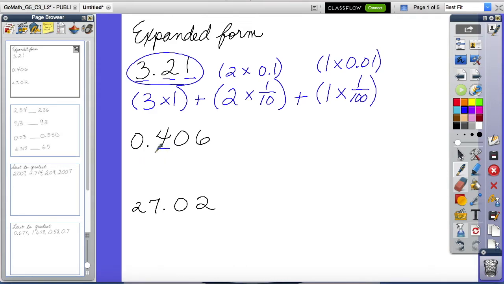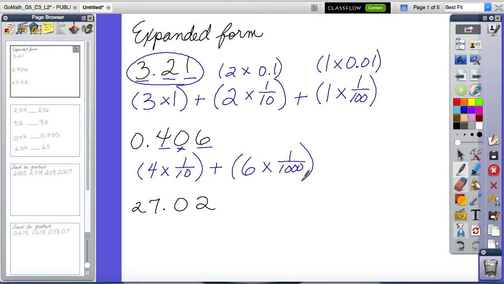The 4 is in the tenths place. So in expanded form, we would say its value is 4 times 1/10. And for the rest of these examples, you are welcome to use the decimal form instead of the fraction form for these. The next digit is a 0, so we don't do that one. And we will go to the 6. The 6 is in the thousandths place, so its value would be 6 times 1/1000th.